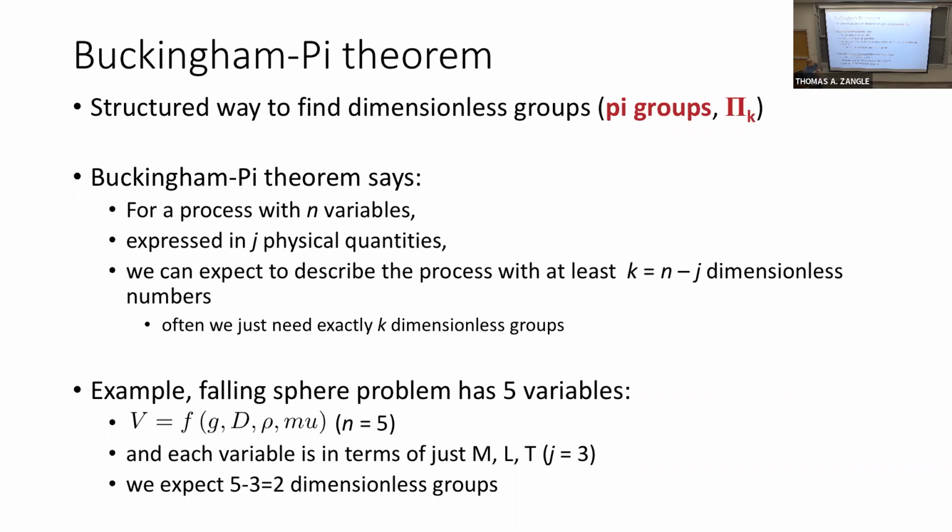If k were equal to 0, I believe k cannot be 0. k is equal to n minus j. I have to check this, but I believe if k is 0, then you cannot have a dimensionally homogeneous equation, and therefore it can't be physically described, and you're missing something. But I have to look into that. You should not see k equal to 0. That means something's wrong.